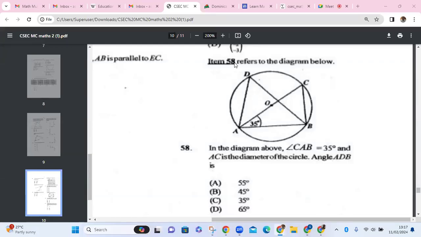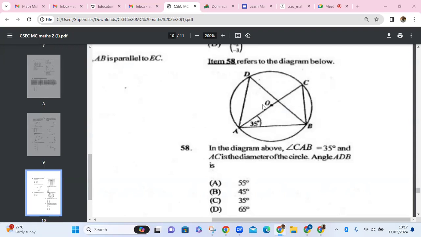This question says item 58 refers to the diagram below. So you've got a circle, and it's always good to analyze the diagram before you even go to the question. Before you read any further, try to analyze the diagram to recall information off your head. So that's a circle, and bear in mind, when there is a line passing through the center from edge to edge that touches the circumference, that line is a diameter. So AC is a diameter.